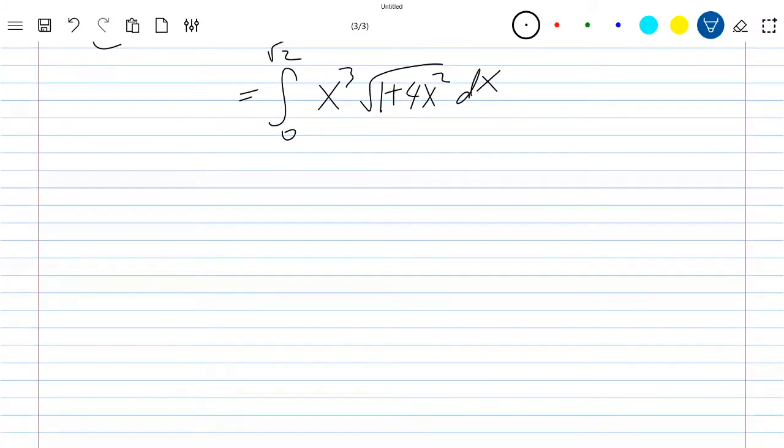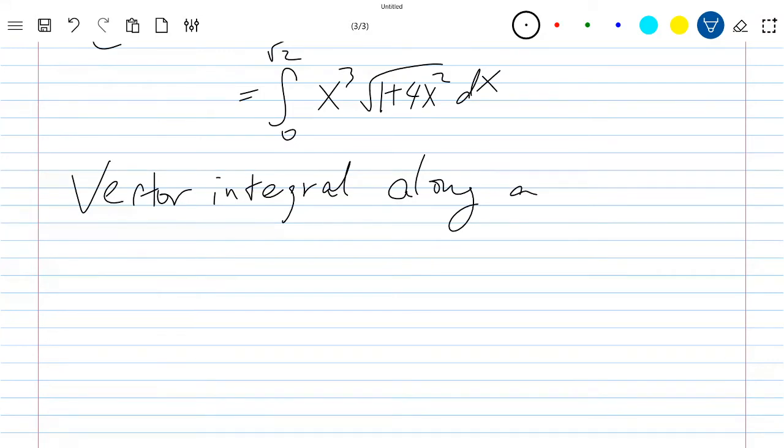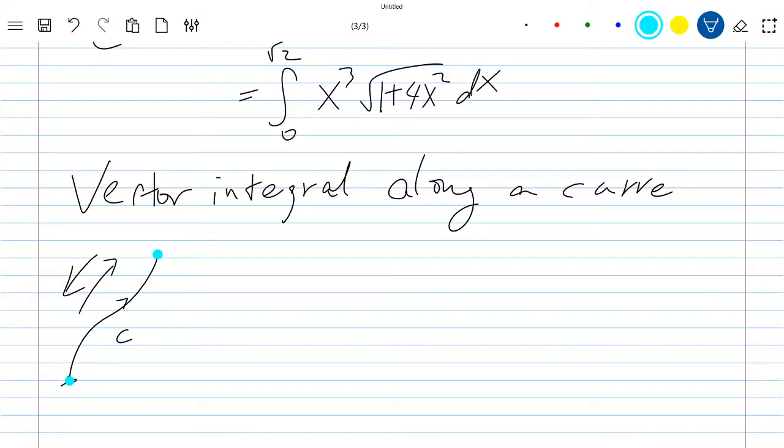So let's move on to the next topic. Vector integral along a curve. So suppose you have a curve, and this time we have to specify the direction. Last time it didn't really matter whether you are going this way or that way, but this time it matters. Say this is the starting point and this is the end point.